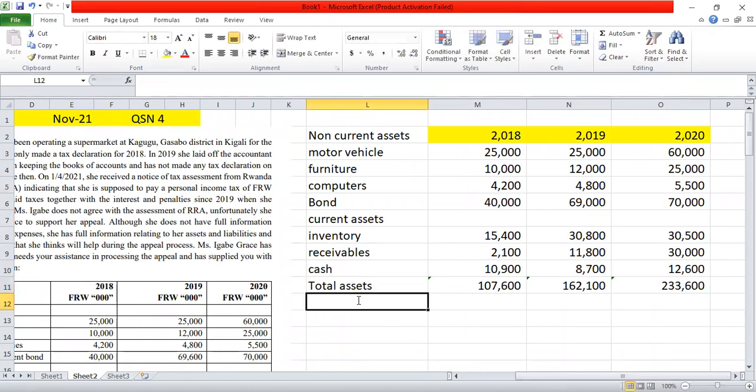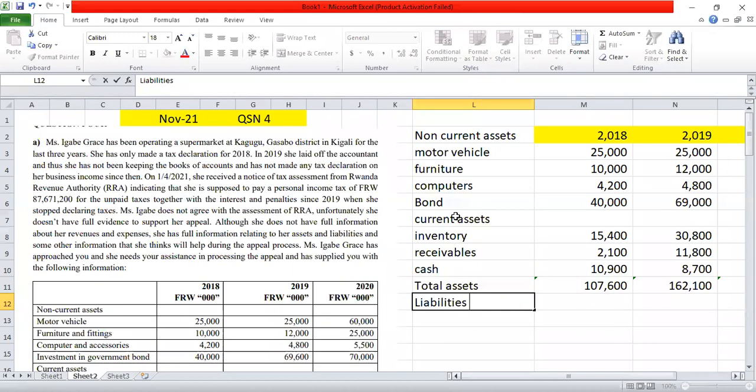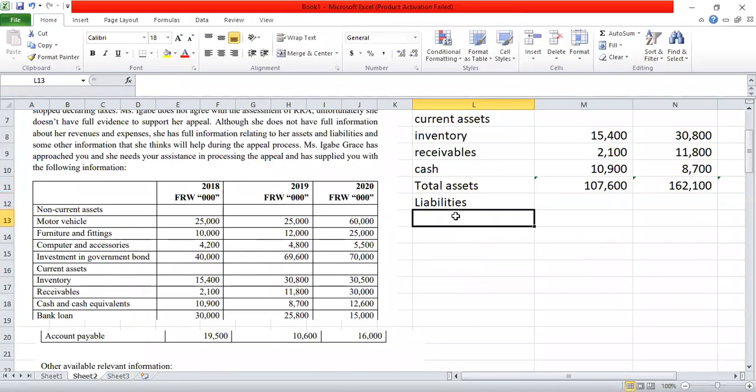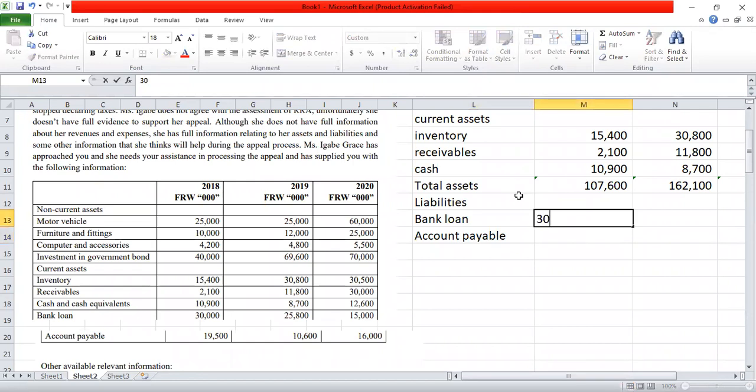Then liabilities. If I check the liabilities, I have a bank loan and I have accounts payable. So the bank loan is 30.